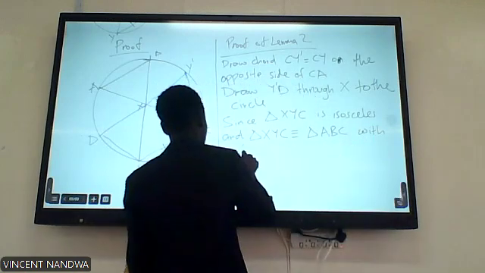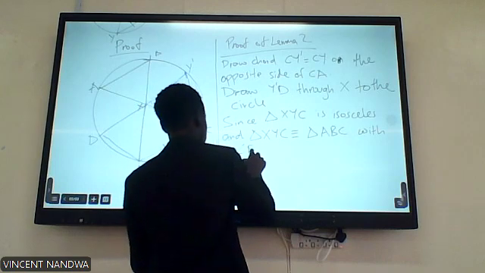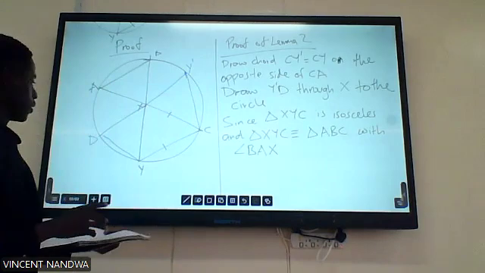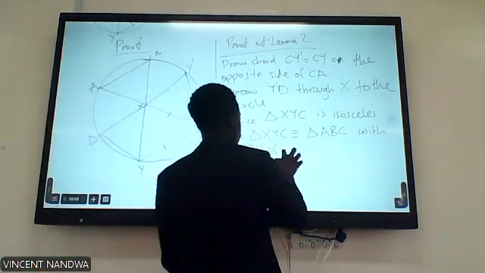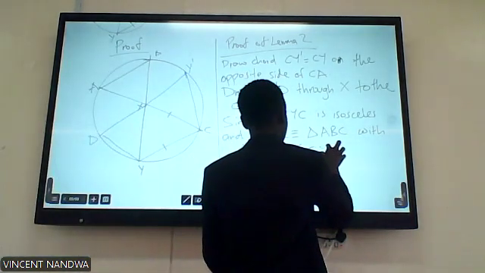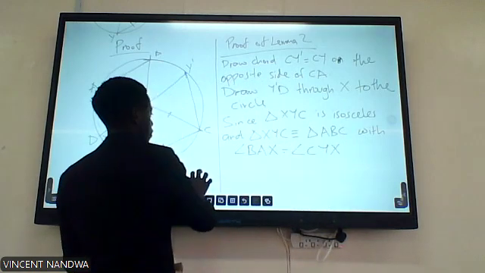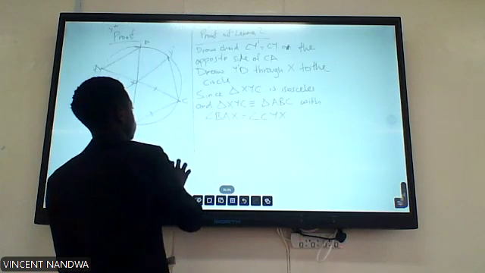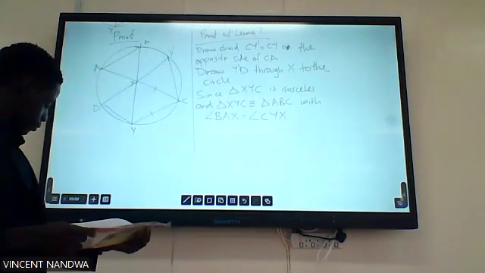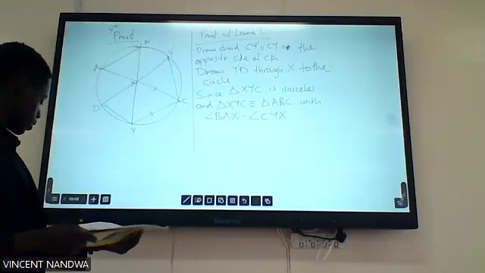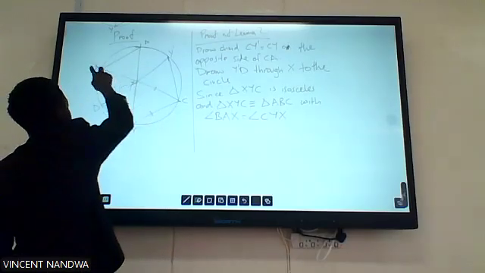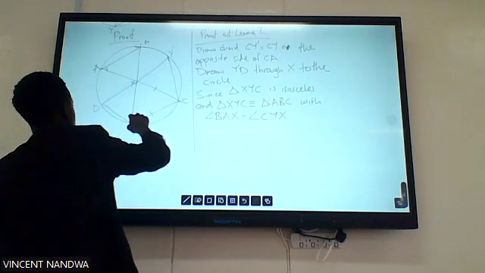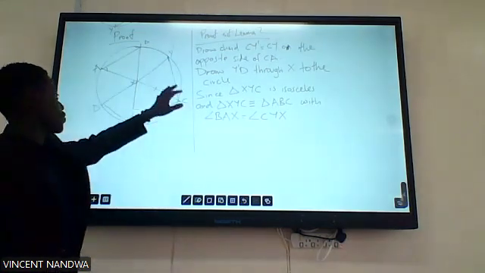With angle BAX, angle BAX is equal to angle CYX. They're equal because it's a circle.